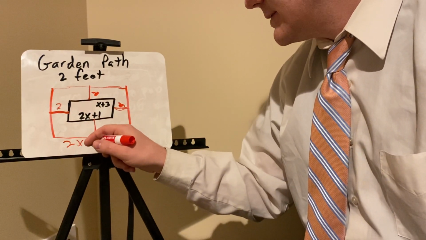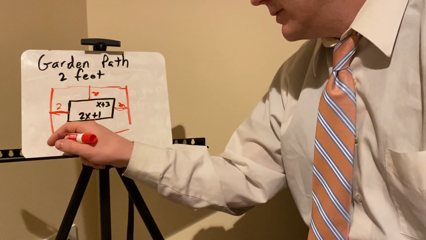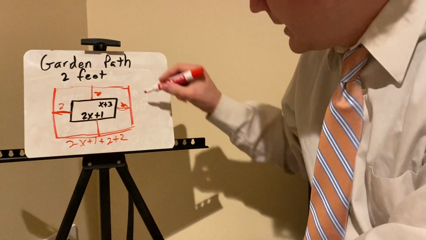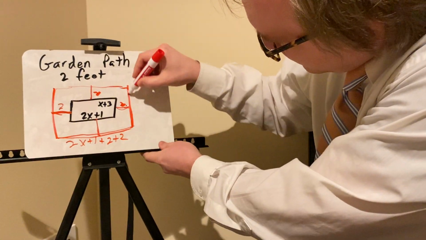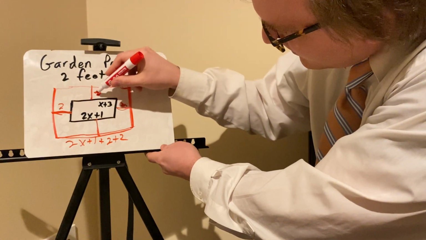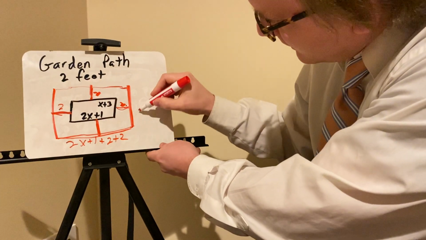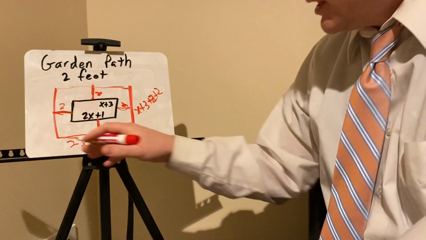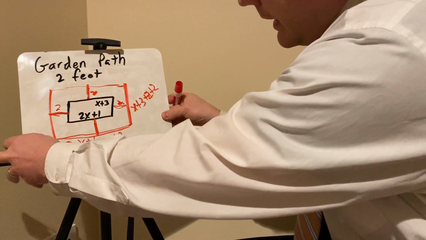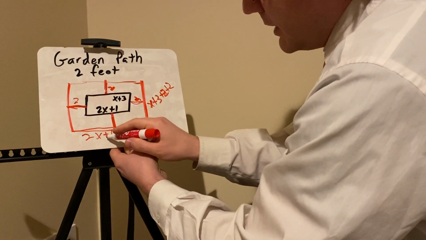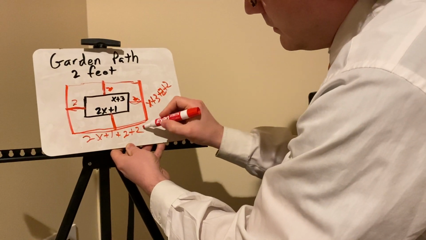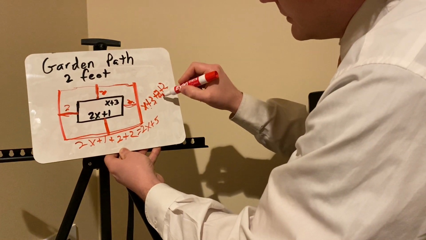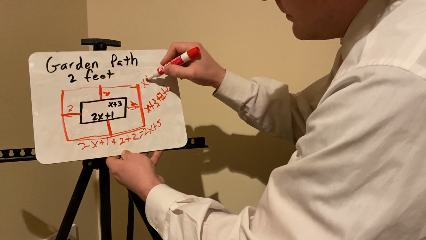So this is going to be 2x plus 1, and I have to add this, and it'll give me this whole side here. Plus 2 plus 2. And you do the same thing here for the length. X plus 3 plus this 2 up here and this 2 down here. Plus 2 plus 2. So we can add that all together, and we get 2x plus 5. And then x plus 3 plus 2 plus 2, so 2, 4, x plus 7.